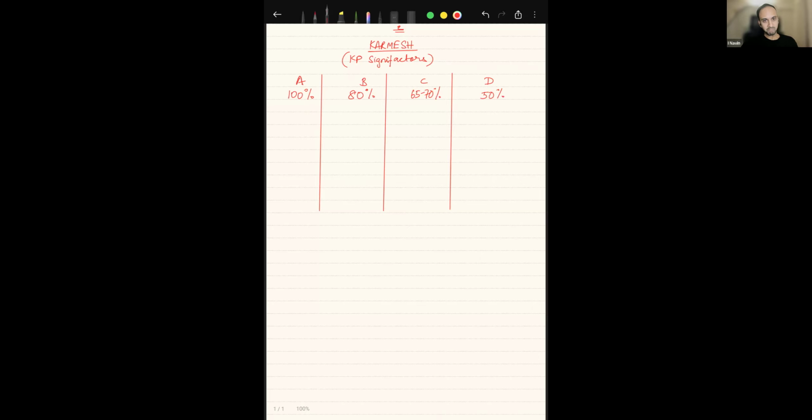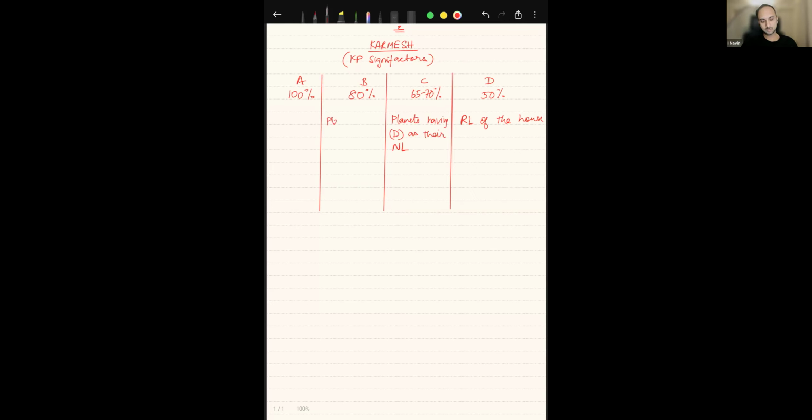So D is basically, whichever house you're seeing, the Rashi Lord of the house. Next, C. C are those set of planets having D as their nakshatra lords. Okay, that is C.